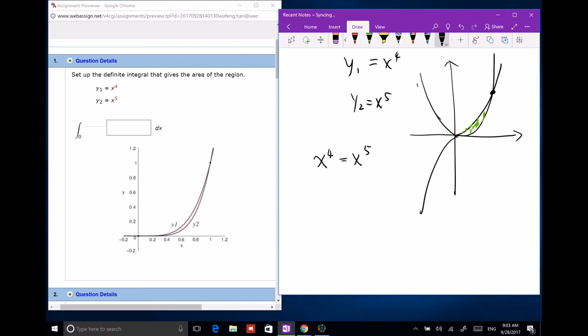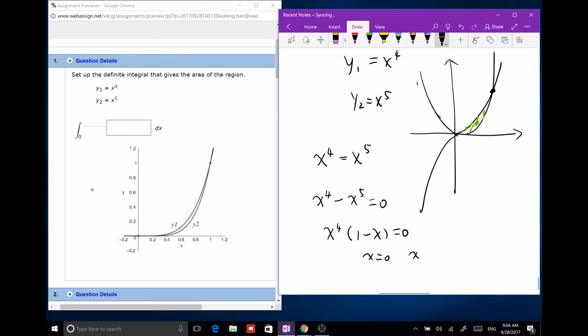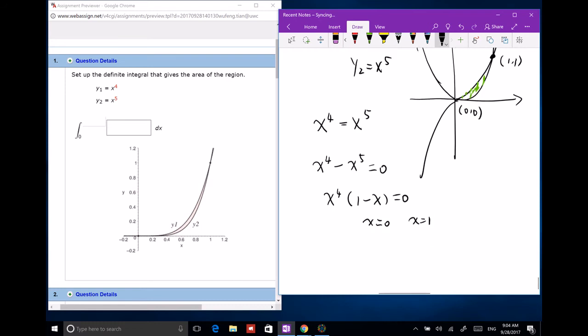So x to the power 4 equals x to the power 5. You have x to the power 4 minus x to the power 5 equals 0. You factor x to the power 4 out and you have 1 minus x equals 0. So you get x equals 0, x equals 1. So now we know the boundaries for this one are 0, 0 and 1, 1. Does that make sense to everyone? Yes? Okay. So now we need to find the area between these two curves.